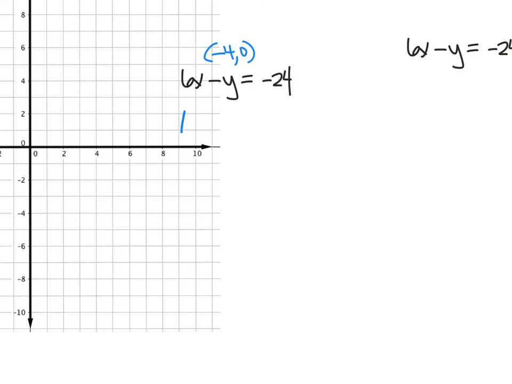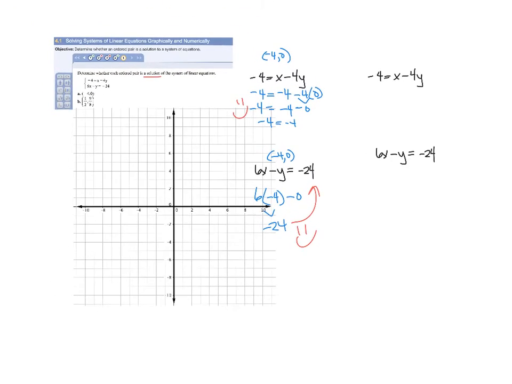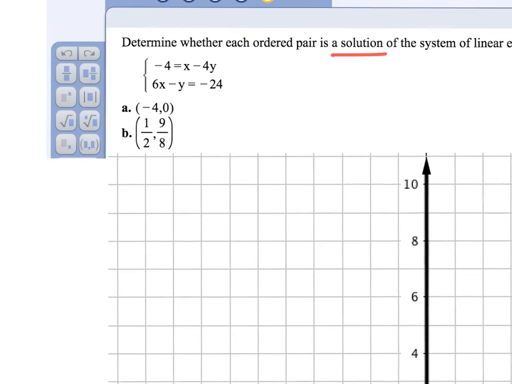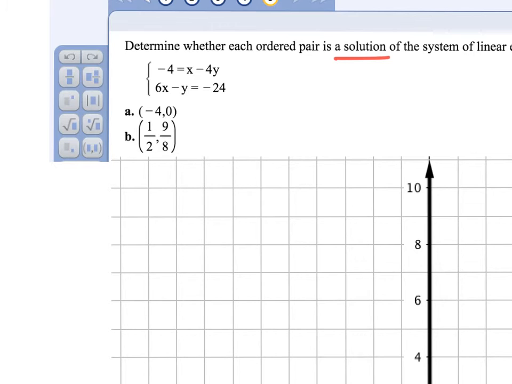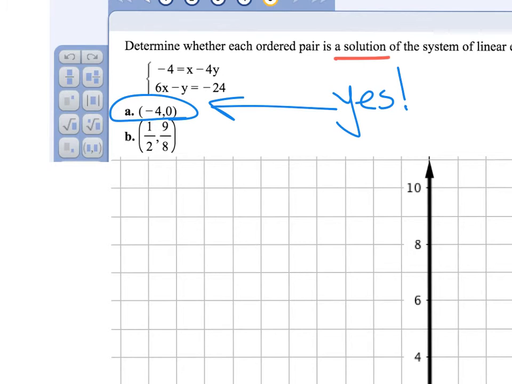So this becomes 6 times negative 4 minus 0. Well, that's negative 24, and sure enough, negative 24 equals negative 24. So that is a smiley face. So that means negative 4 comma 0 works both times. So that is a yes. It is a solution. So now we've got to find out, fractions, but we could do it. I know we can. So that's 1/2 and 9/8.